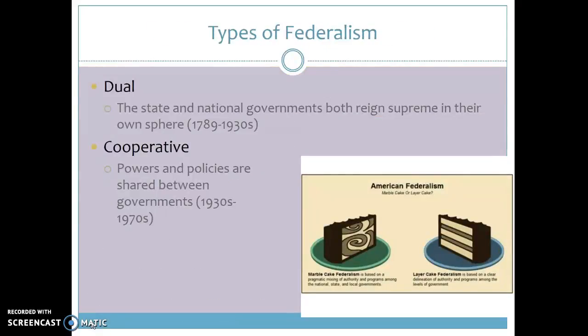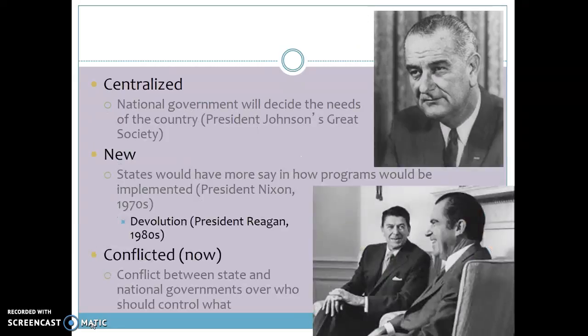So types of federalism. We talked about dual. We talked about cooperative. Dual federalism is the delicious layer cake, and it's kind of the old school version. Cooperative is the marble cake, in which powers and policies are shared between the governments, and that's kind of been the deal since FDR up until roughly Nixon in the 70s.